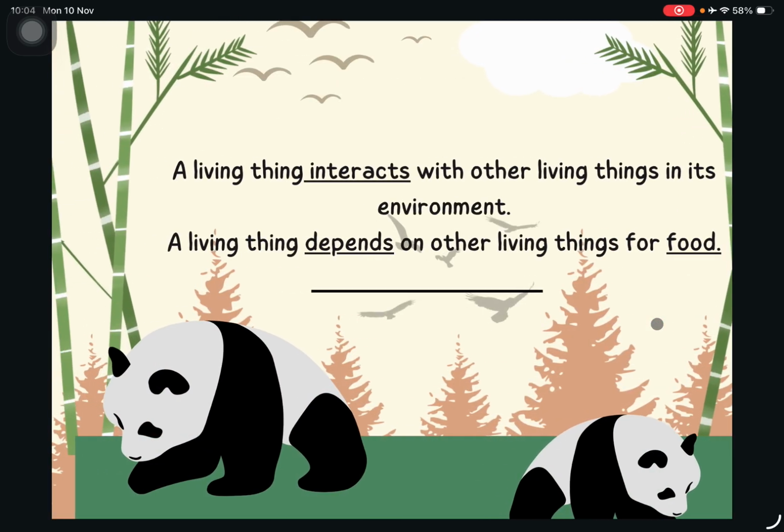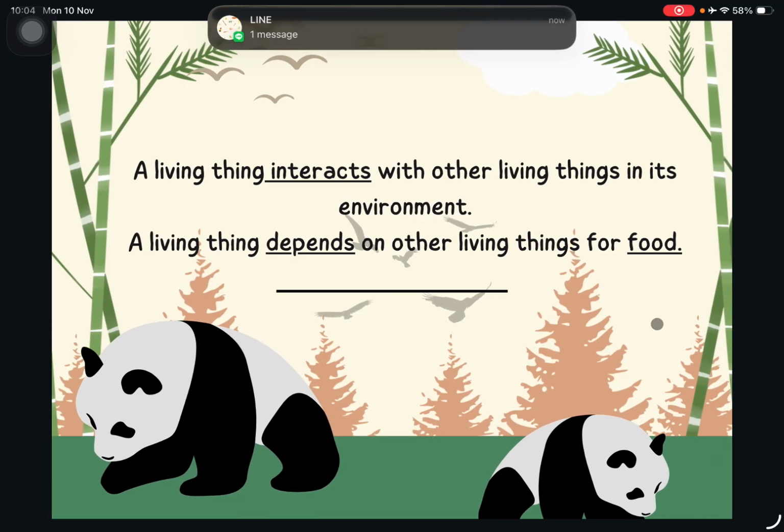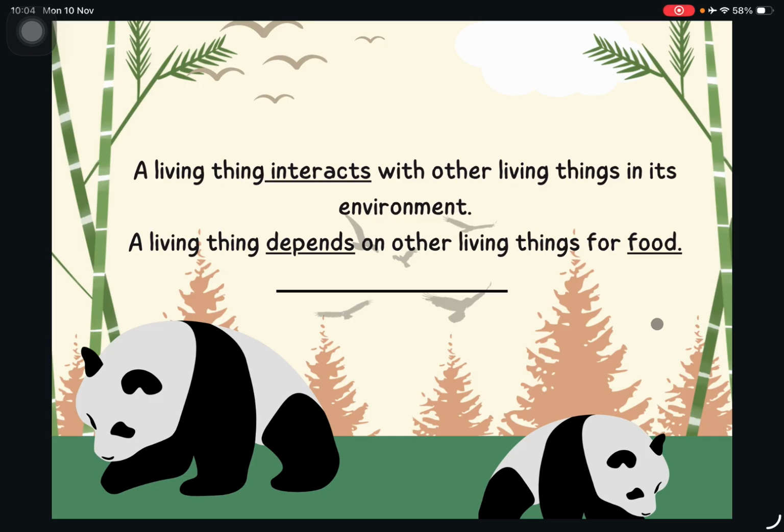Okay, so in this slide, we are going to talk about living things' interaction. A living thing interacts with other living things in its environment. You don't need to copy this slide.